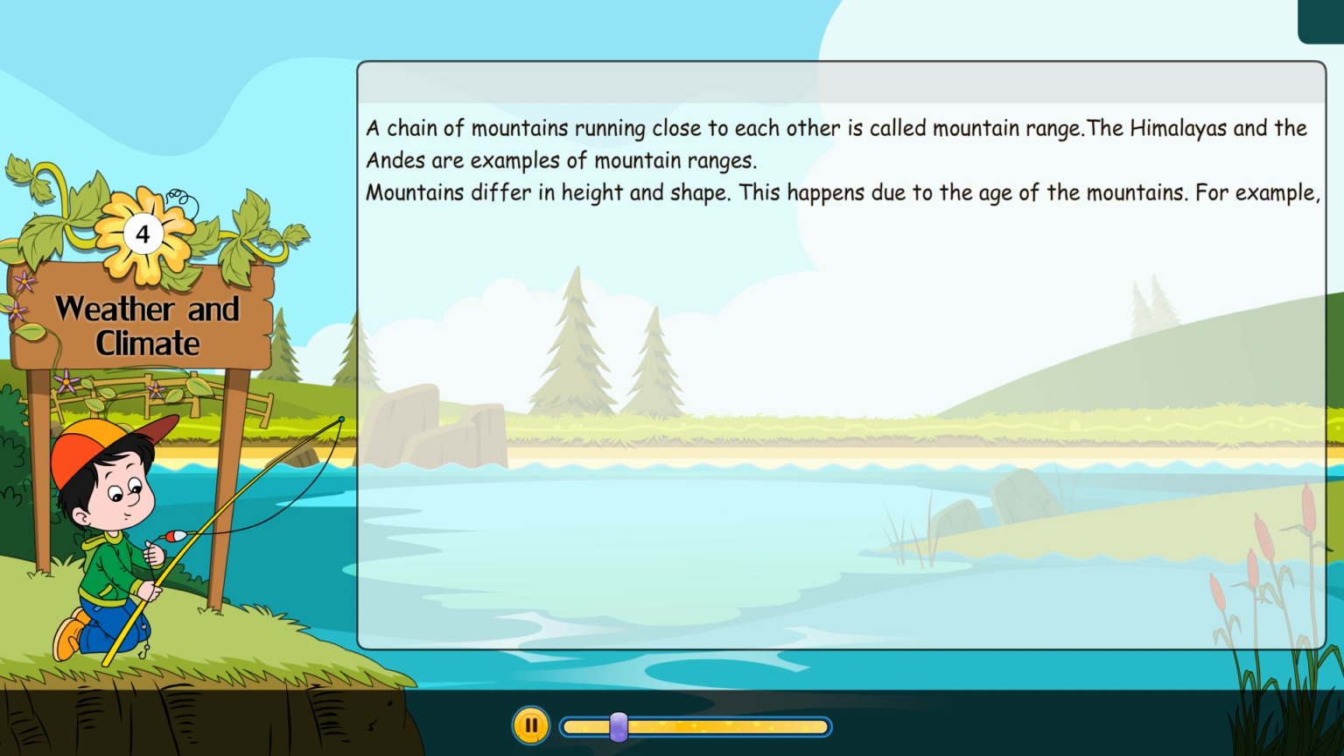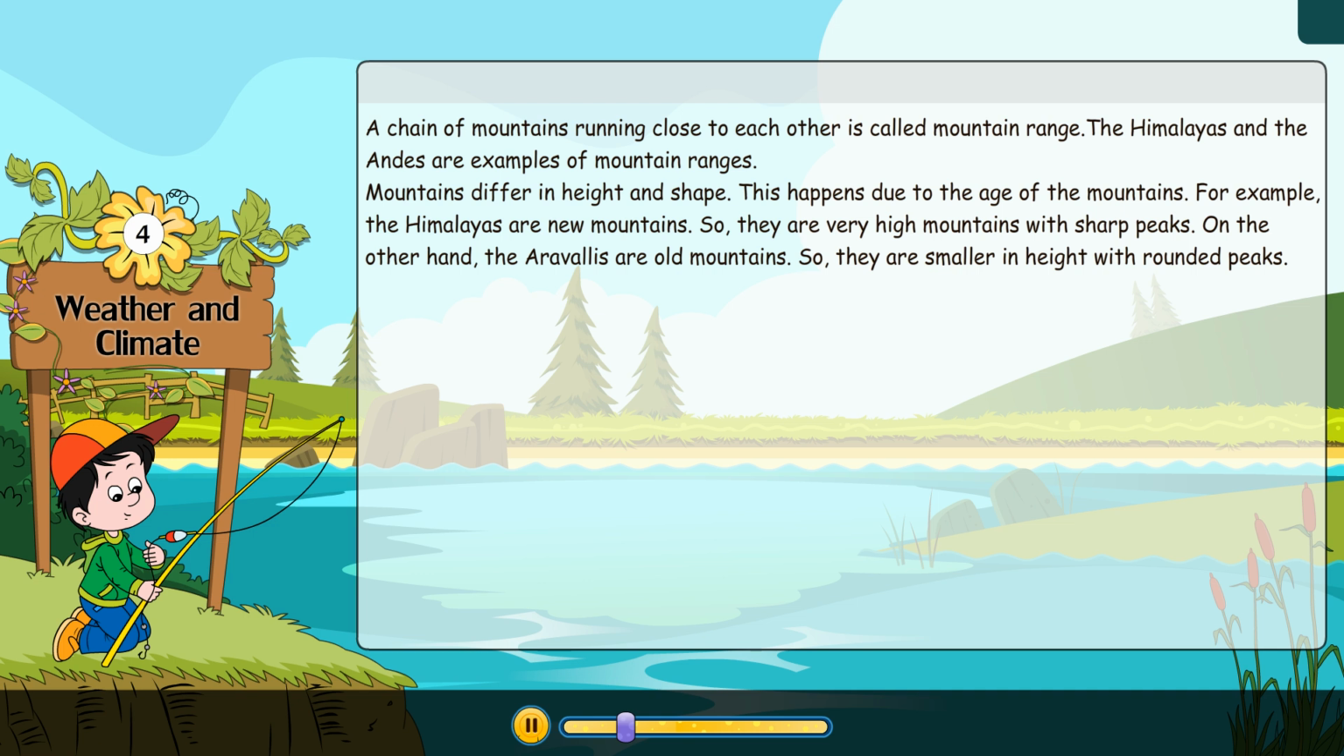Mountains differ in height and shape. This happens due to the age of the mountains. For example, the Himalayas are new mountains, so they are very high mountains with sharp peaks. On the other hand, the Aravallis are old mountains, so they are smaller in height with rounded peaks.